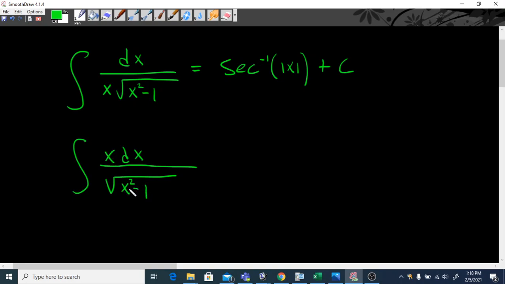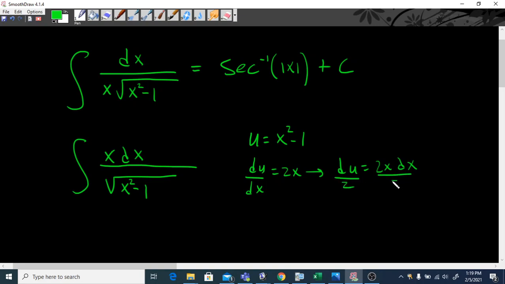The thing we have to realize here is that if we take the derivative of x squared, we're going to get 2x, and that 2 doesn't matter because we can divide it off. Let me show you. u equals x squared minus 1. du dx is 2x, therefore du is 2x dx. Dividing both sides by 2, x dx equals 1/2 du. Now here's x dx, so we can replace that with 1/2 du.